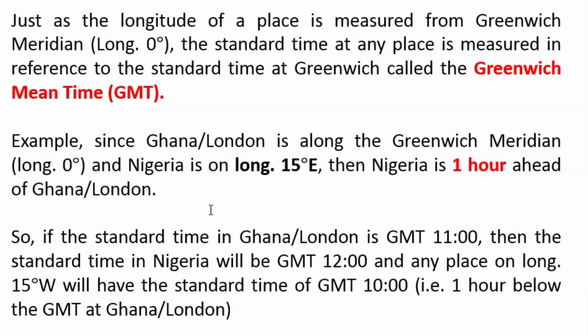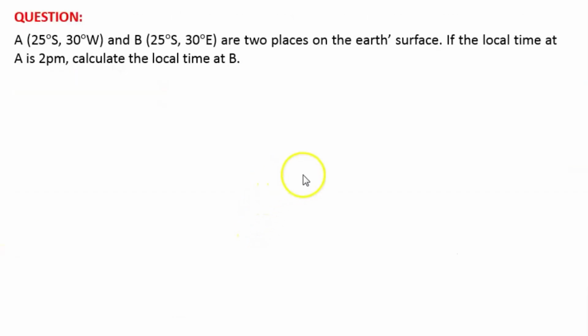Once we have this understanding, you'll be able to decipher, and know, okay, this is how I do. I add to this, I subtract from this. Let's just look at a typical question. Now, look at this very question. We are talking about two places on the Earth's surface, and we are told that if the local time at A is 2 p.m., calculate the local time at B.